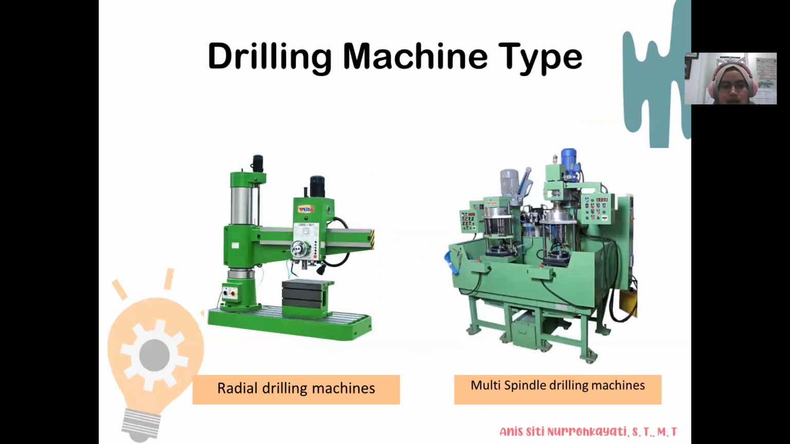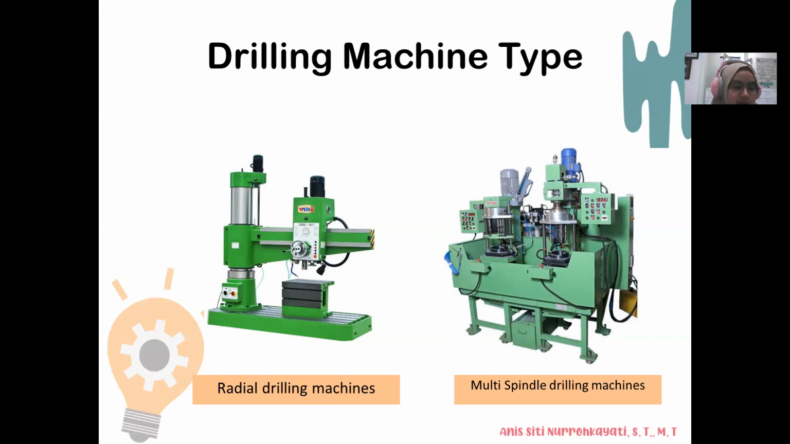Next is the radial drilling machine. Radial drilling machines can be used to drill holes in bigger and heavier workpieces. So this is for bigger and heavier workpieces, which cannot be manipulated so that the center of the hole may be aligned with the drilling spindle. In this case, the drilling head is mounted on a radial arm.